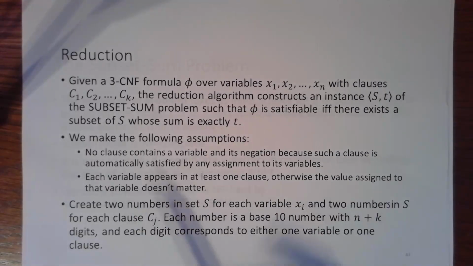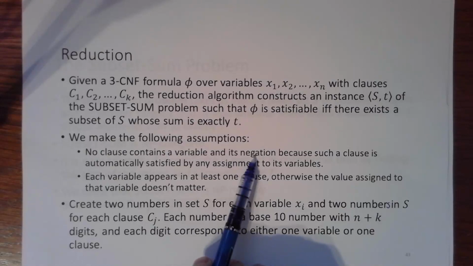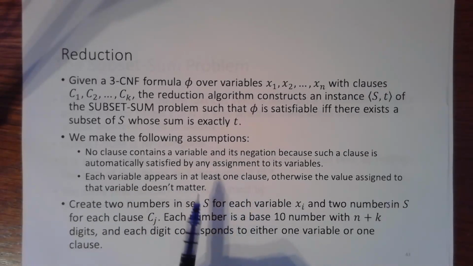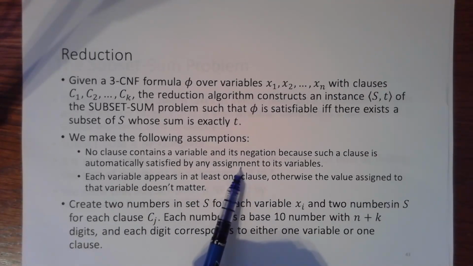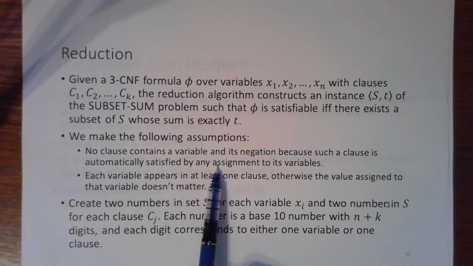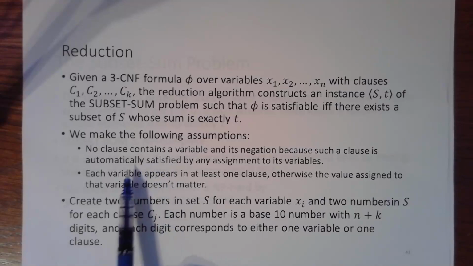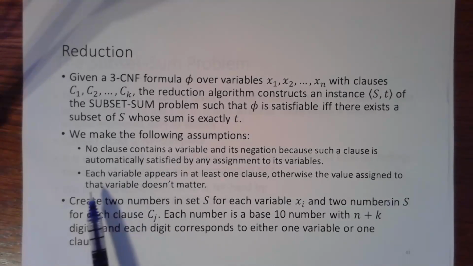So a couple of assumptions to make the problem realistic. First of all, we're going to assume that no clause contains a variable and its negation, because if we had a clause with both a variable and its negation, it would automatically be satisfied by any assignment to its variables. So we're assuming we don't have something that's always satisfiable regardless of the input. That's not the kind of problem that we're looking at.